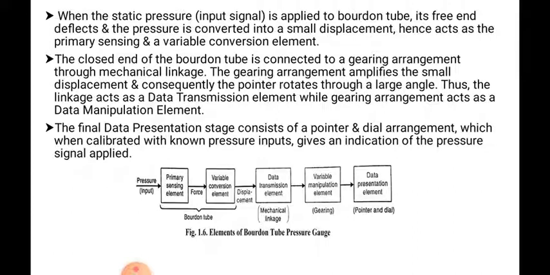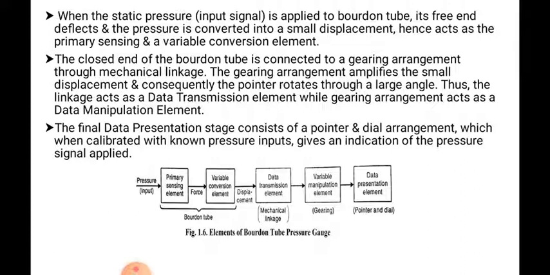Thus the linkage acts as a data transmission element while the gearing arrangement acts as a data manipulation unit, and the final data presentation stage consists of the pointer and dial arrangement, which, when calibrated with a known pressure input, gives an indication of the pressure signals. I have already explained how the calibration is done by the known pressure. By those known pressures, the scale becomes calibrated.